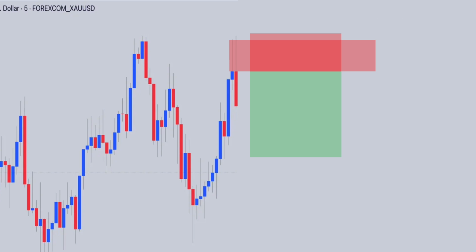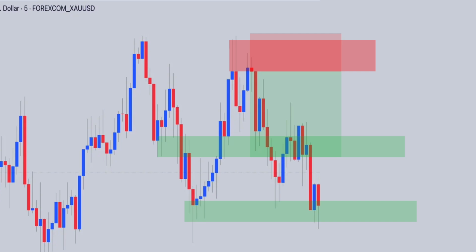For the take profit level, since we're trading on the 5-minute time frame, we set it at the strongest demand zone visible on the 5-minute or 15-minute chart. After that, we simply wait for the trade to play out.